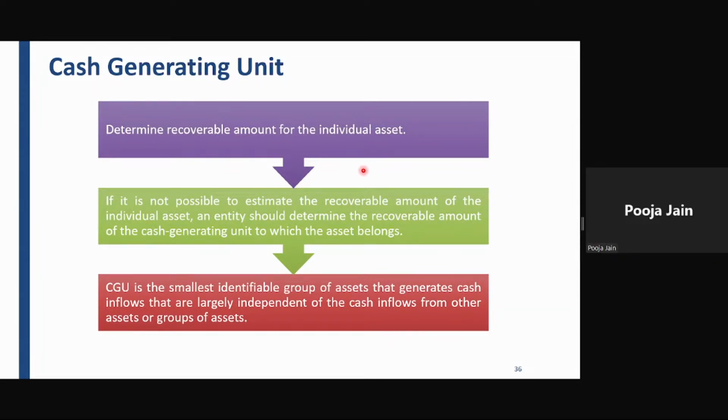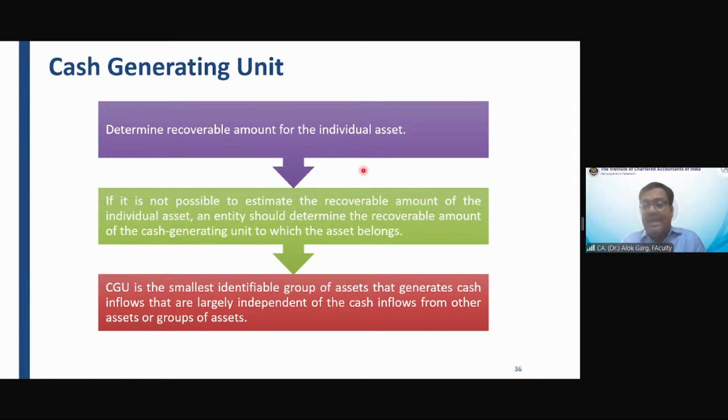Fair value and value in use, whichever is higher. Fair value less cost to sell and value in use, whichever is higher. So Nisha and Karthik have given the right answer. Karthik told that, sir, value in use would be difficult to bifurcate, I guess. You are absolutely right, Karthik. Nisha is saying specific cash flow to the machine cannot be identified.